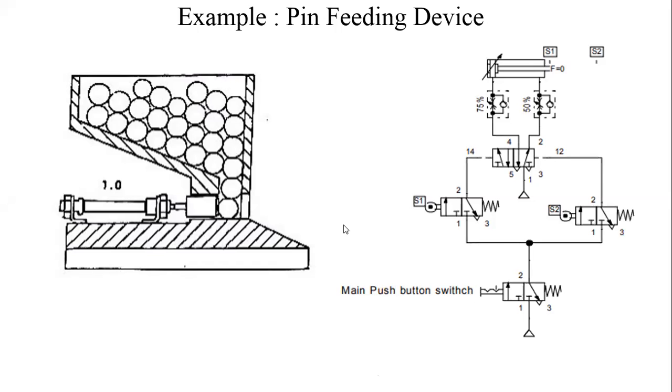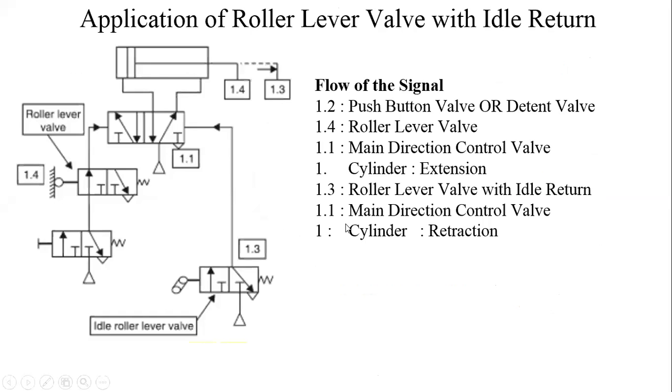Okay. So this is the way the idle return type of roller valve works. Rest of the things are the same here. Push button valve, roller lever valve, idle roller lever valve with idle return. Then this is the main control valve or final control valve. This is cylinder 1. This is the start of the extension stroke. This is the end of the extension stroke. Here the roller lever valve should be positioned along the path of movement of the piston and piston rod. Here the roller lever valve with idle return should be positioned along the path of movement of the piston and piston rod.